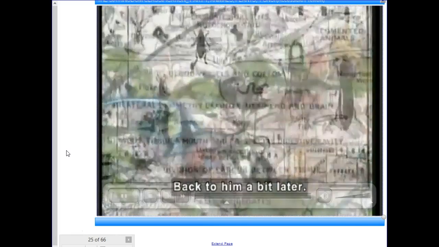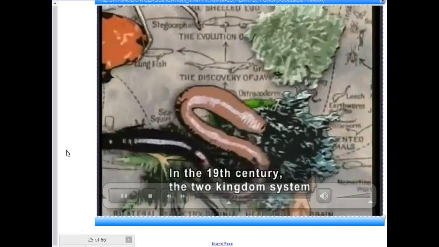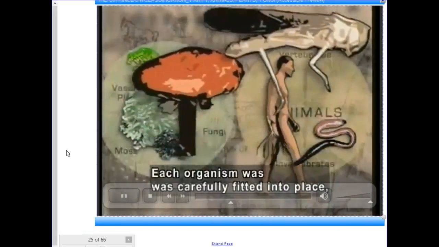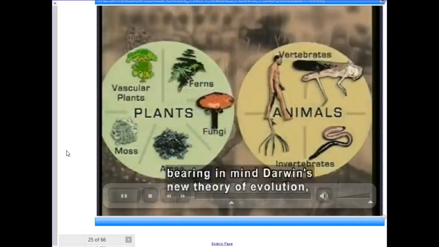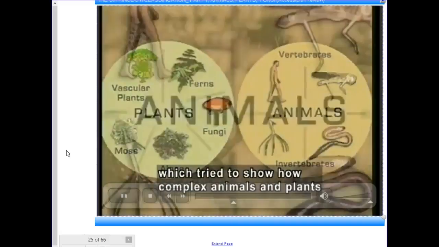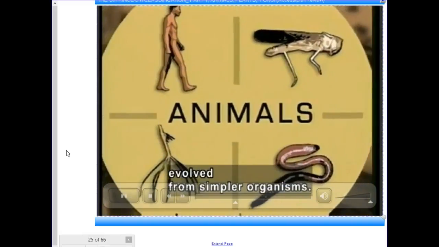Back to him a bit later. In the 19th century, the 2-kingdom system was defined more scientifically. Each organism was carefully fitted into place, bearing in mind Darwin's new theory of evolution, which tried to show how complex animals and plants evolved from simpler organisms.